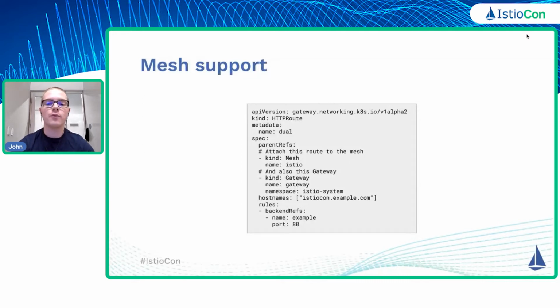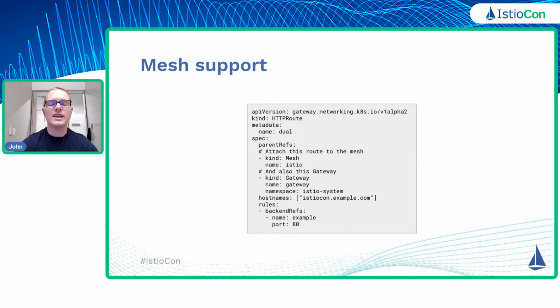So in the API, we're exploring adding mesh support. Currently, this looks something like this, where it's quite similar to virtual service. That's the trend here, where we can say, I want to attach this route to the mesh. Otherwise, it's the equivalent of having a virtual service where you have the gateway equals mesh type.